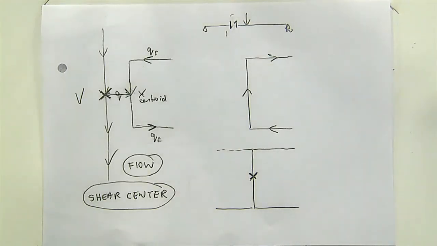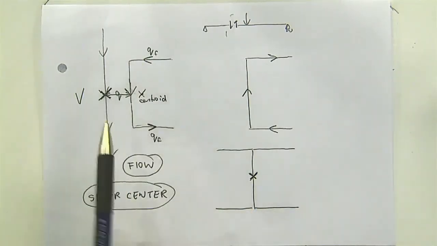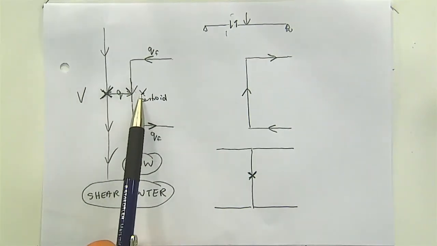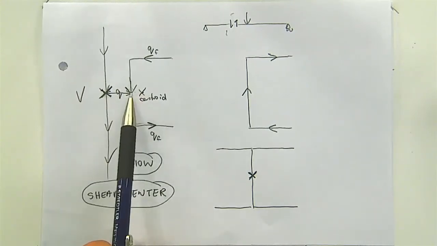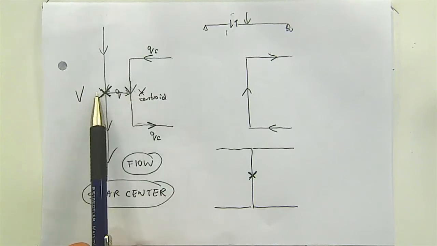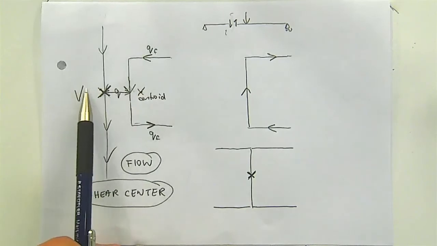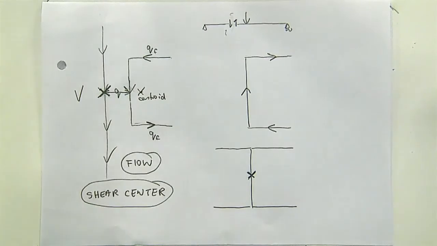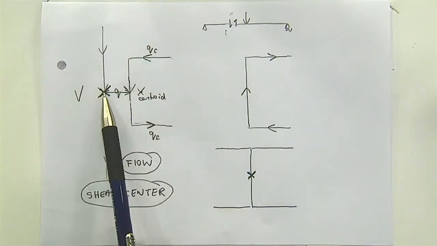So with a single channel section, there's a position known as a centroid, which is there. That's the centroid of the section. And the centroid of the section, as you can see, is within the section itself. So it's along that line there, but the centroid is within the section. For similar sections, which are monosymmetric, there's another position known as the shear center.